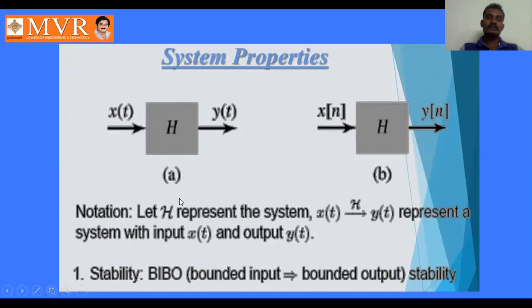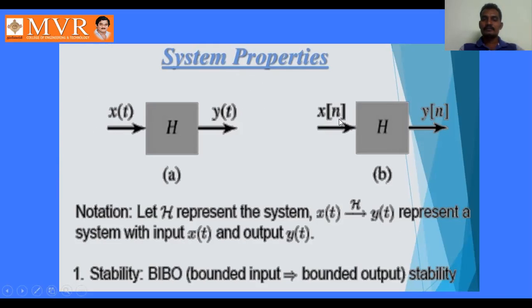So notation: let H represent the system. Here H represents the system. x(t) → y(t) represents a system with input x(t) and output y(t). So here x(t) is the input and y(t) is the output. Similarly, in a discrete time system also, H is the system.